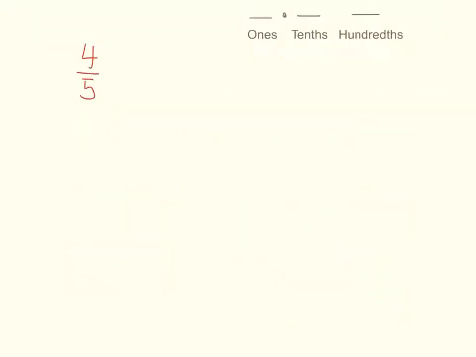So if we have the fraction 4/5, we don't have a place value up here called fifths, but we just learned how to change fractions to different denominators, and I can change 5 to tenths. So I'm going to change the 5 to 10. That was by multiplying by 2. So I multiply the numerator by 2, which gives me 8. So 4/5 is the same as 8/10, and I can write 8/10 as a decimal as 0.8.